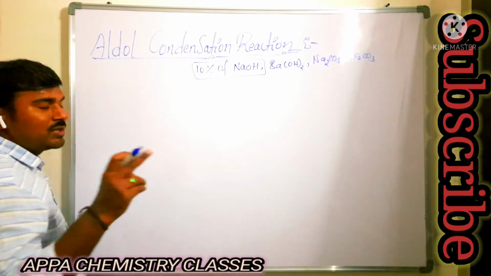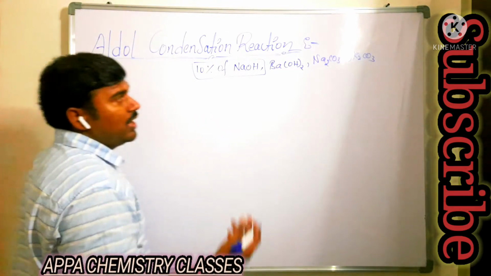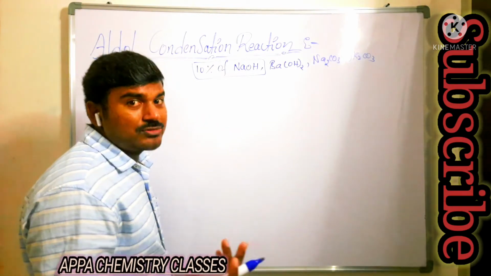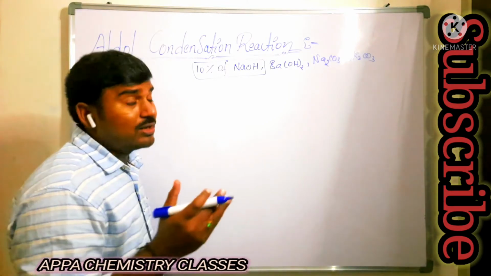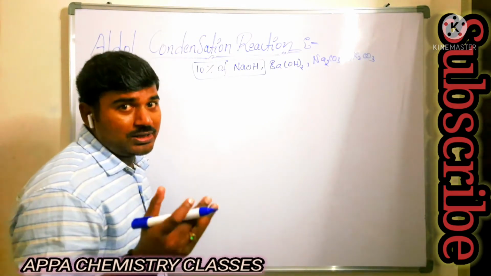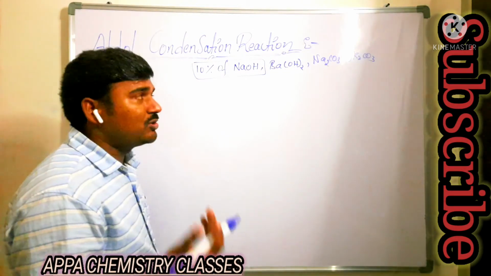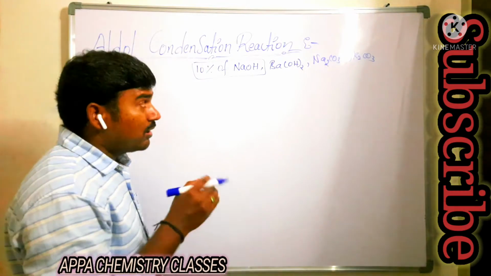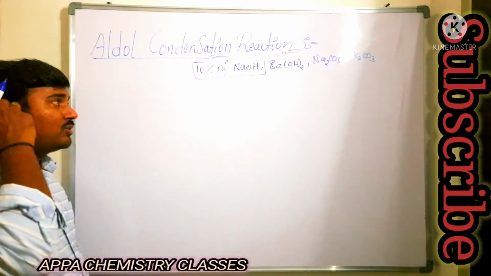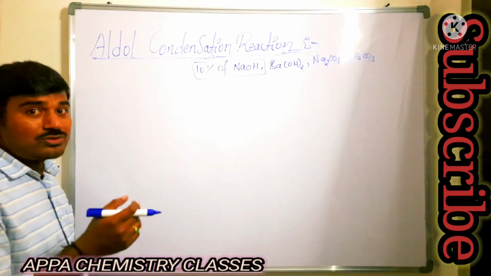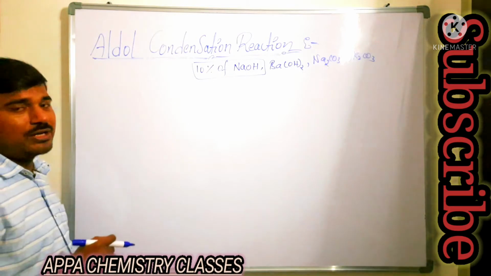Now what happens? At least one alpha hydrogen containing aldehyde or ketone reacts with this base and forms beta hydroxy aldehydes or ketones. Beta hydroxy aldehydes are said to be aldols, and beta hydroxy ketones are said to be ketols. Now that aldol, on condensation upon heating, gives an alpha beta unsaturated aldehyde or ketone. We'll see the reactions one by one.